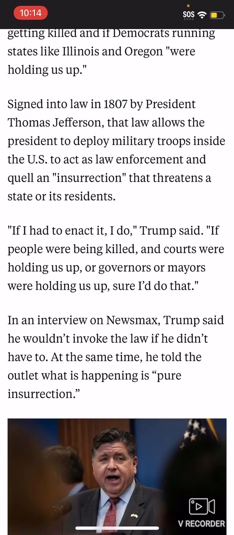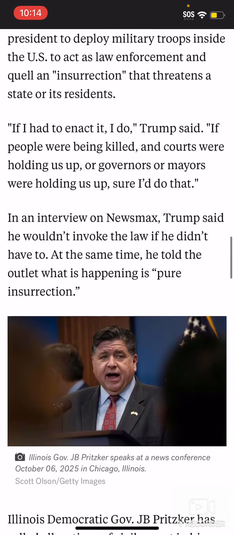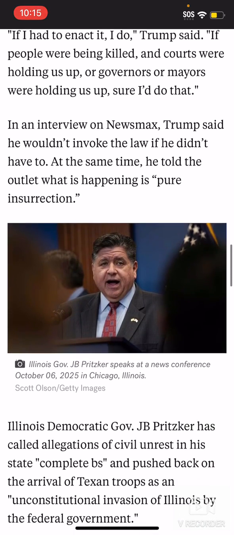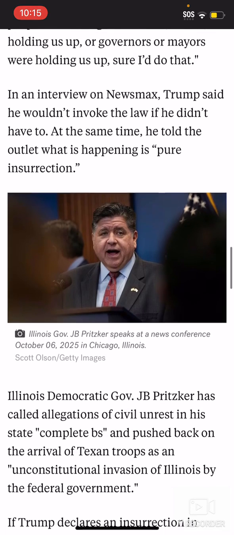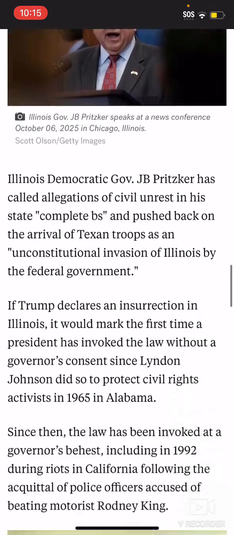Signed into law in 1807 by President Thomas Jefferson, the law allows the president to deploy military troops inside the United States to act in law enforcement and to quell an insurrection that threatens a state or its residents. It says, would you enact it? I do, Trump said. It says, if people were being killed and courts were holding us up and governors or mayors were holding us up, sure, I do that. It says in an interview with Newsmax, Trump said that he wouldn't invoke the law if he didn't have to. It says at the same time he told the outlet what is happening is pure insurrection.